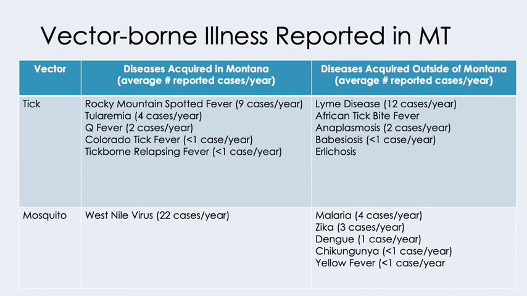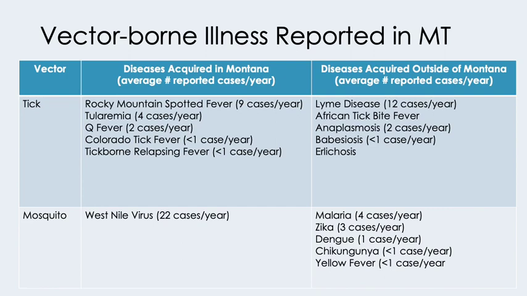Within Montana, we have Rocky Mountain spotted fever, tularemia, Q fever, Colorado tick fever, and tick-borne relapsing fever. Rocky Mountain spotted fever and tularemia are the more common, less so with some of the others. Mosquito-borne illness in Montana right now is limited to West Nile virus, approximately 22 cases per year being reported. But we also do see cases of malaria, Zika, dengue, chikungunya, and yellow fever being reported on occasion, and those are acquired outside of Montana.